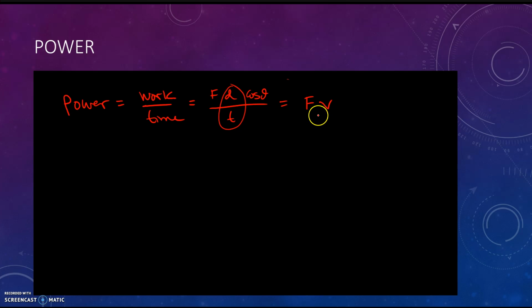And so if this is a constant velocity, this will be the power that was delivered. If it's not a constant velocity, let's say it's just the average velocity, it would have an average power delivered. So the rate that work is done would be power.